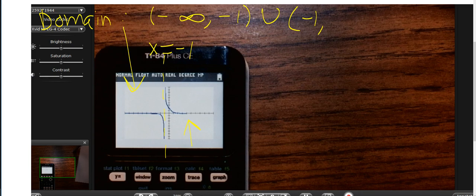So what are you going to say for the conclusion of that domain? What do you think? 4 bracket. 4 bracket, thank you very much. You had to include the 4 because it was a stopping point. Good.